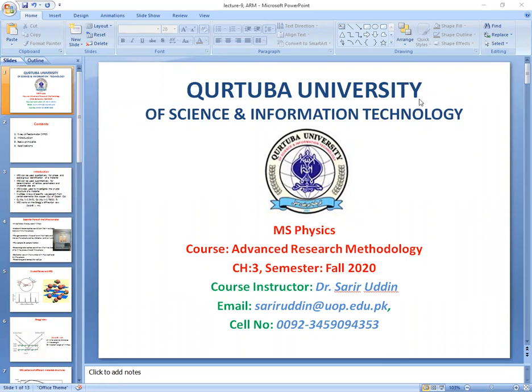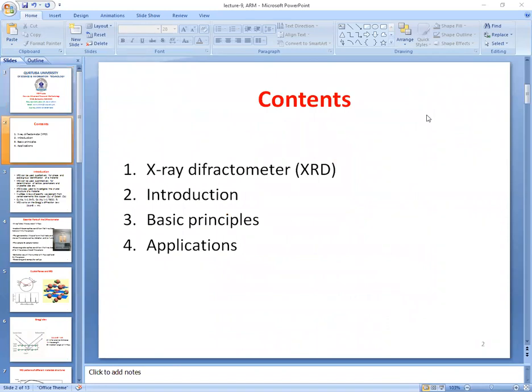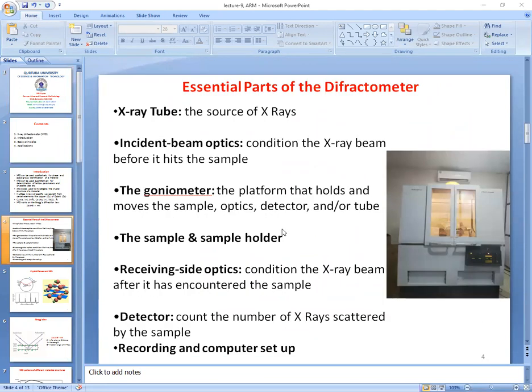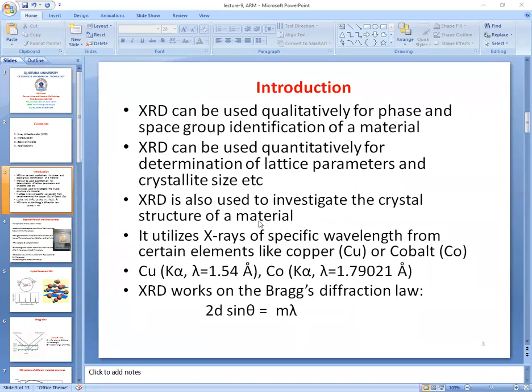Welcome to the class of Advanced Research Methodology. In today's lecture, we will discuss X-ray diffractometry, the introduction about XRD, the basic principles and application of X-ray diffractometry. Okay, so what is XRD and for what purpose can we use it?